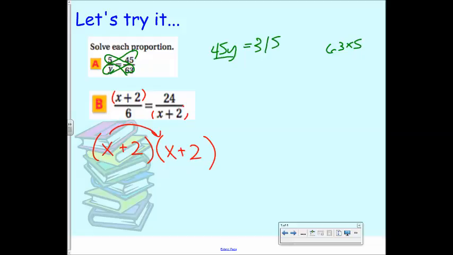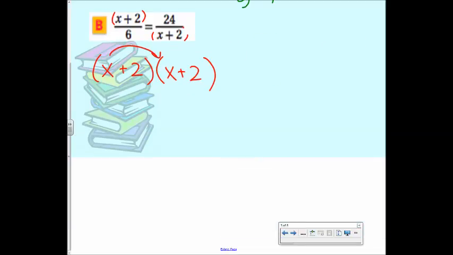Perfect. All right, so y equals 7. Okay, so for b, we do the exact same thing. You're still cross multiplying, except on one of them, you've got a binomial times a binomial, and here you just have a number times a number, so a monomial times a monomial. What is x plus 2 times x plus 2? Sorry, x plus 2. So you get x squared plus 2x plus 2x plus 4.